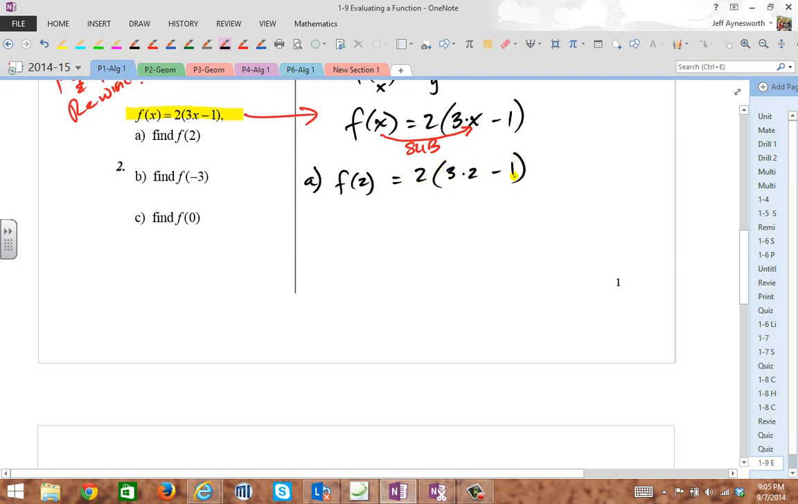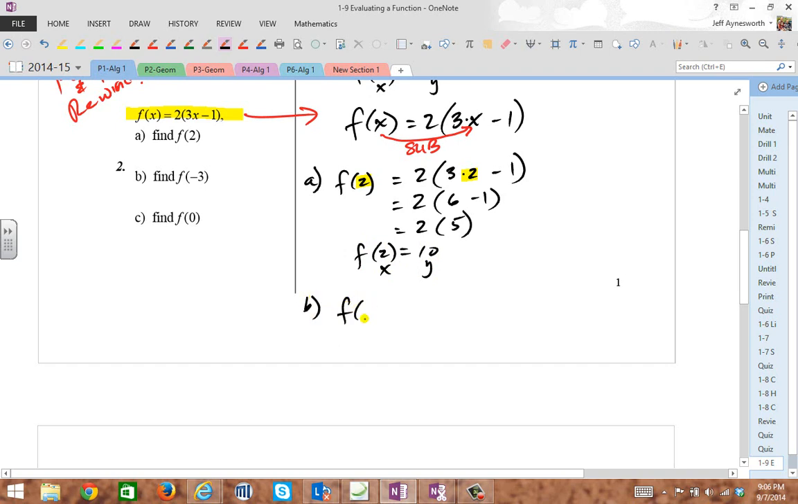And if you understand just basic arithmetic and order of operations, and what to do at a particular time, this is not that bad. So let's work this out. We got 2 times 6 minus 1, or 2 times 5, right? 6 minus 1 is 5, or 10. So we say that f of 2 is 10, where x is 2 and y is 10. That's all there is to it.